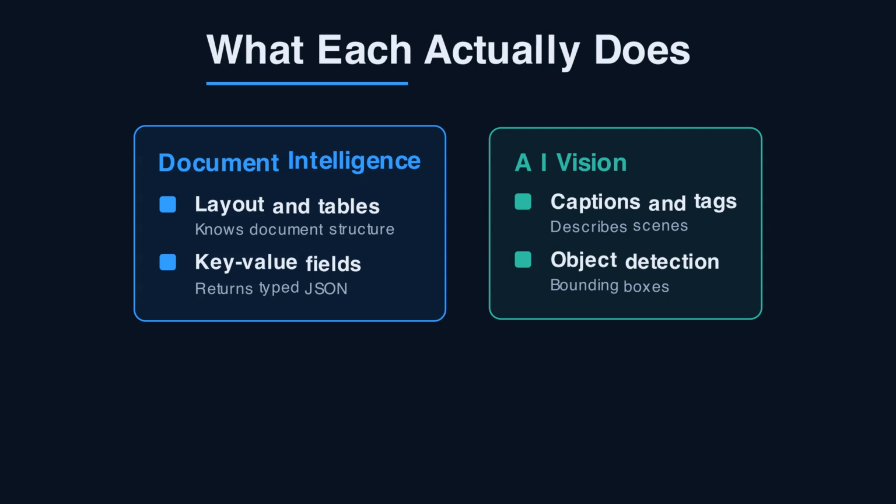AI Vision is a general visual understanding service. It does optical character recognition, but it also describes images, detects objects, generates captions, reads faces, and tags content. Think of it this way. Document Intelligence answers what does this paper say and mean. AI Vision answers what is in this picture. Both run optical character recognition, but only one of them understands layout and fields.